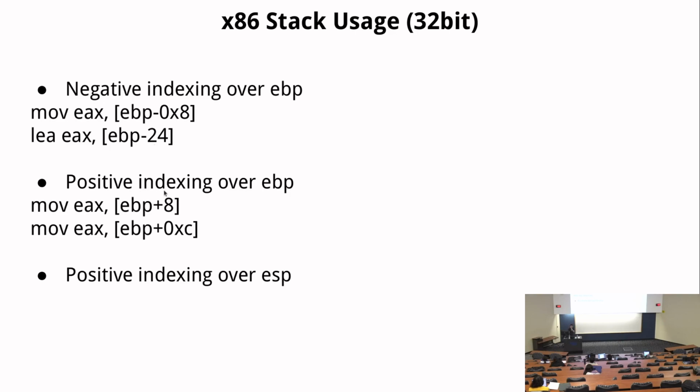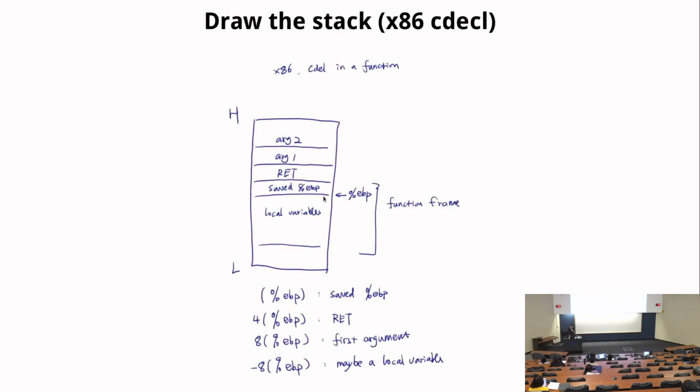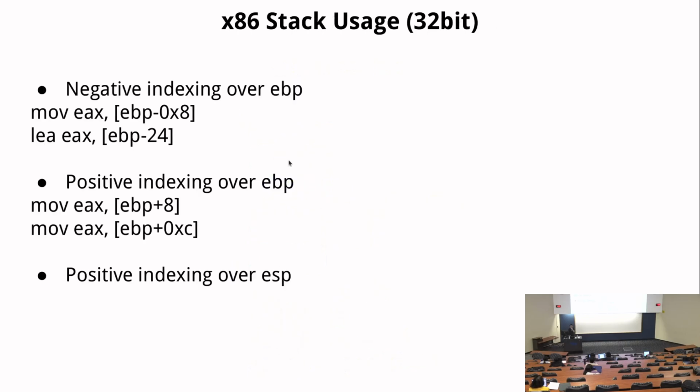If we are using positive indexing, EBP plus 8. Go back here. EBP is here. EBP plus 4 will be the return address. EBP plus 8 will be the first argument of this function. So this one is actually retrieving the first argument from the stack to the register EAX. Then C is basically 12. C in hex is 12 in decimal. So this one is retrieving the second argument from the stack to the register.